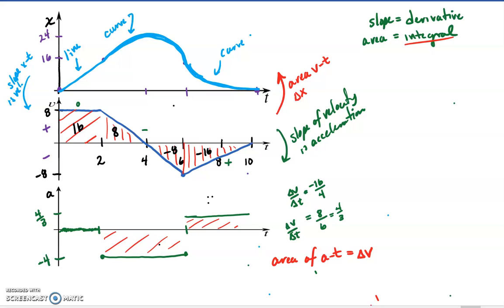Okay, so key elements to remember: the area of a velocity-time graph is going to tell you your displacement. The slope of a velocity-time graph is going to tell you your acceleration. And so you can go from there, go through the normal steps, and be all good. Hopefully that brings back some memories of the days of yore.